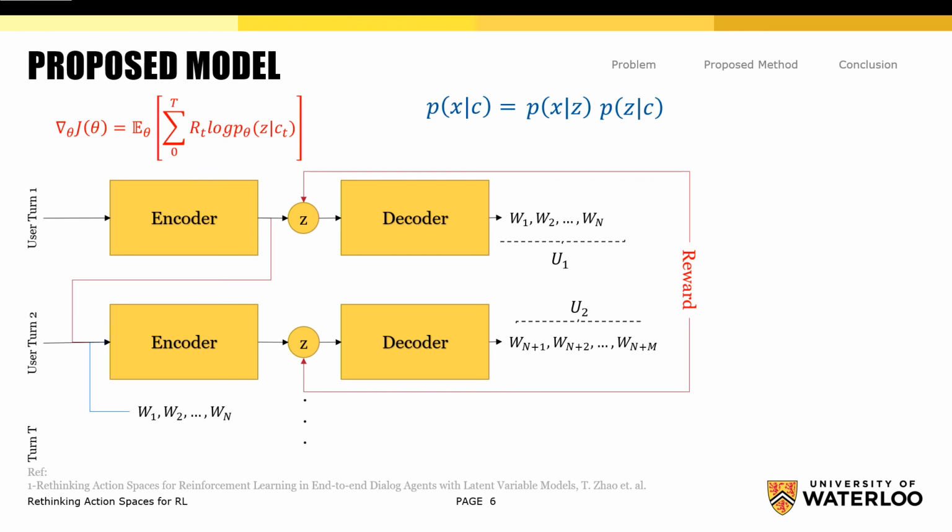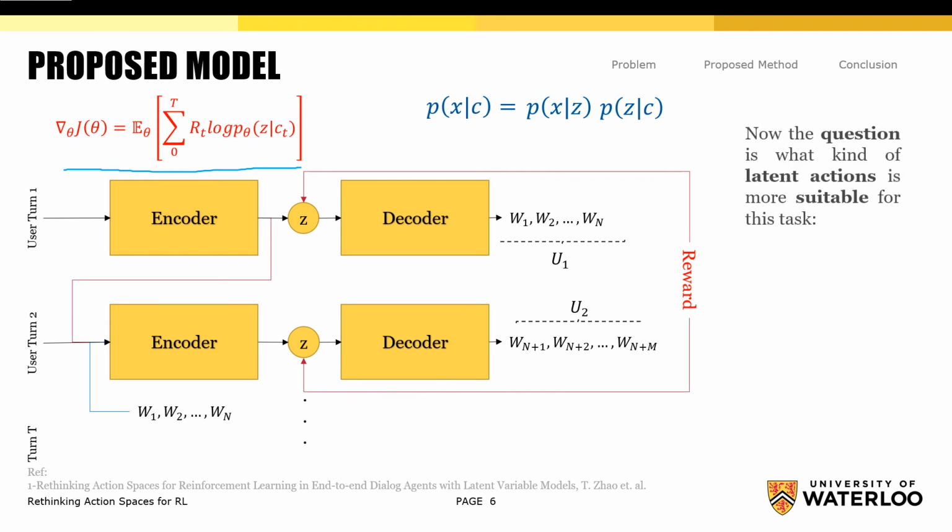And as you can see, with just this very simple and neat idea, they solve both problems, and we can still use the same REINFORCE algorithm to update our model. But the question now is what kind of latent action we can actually use, and which one is more suitable. As usual, we can use a prior like Gaussian, and we can also use a categorical distribution to model this kind of problem. So let's see which one is better.